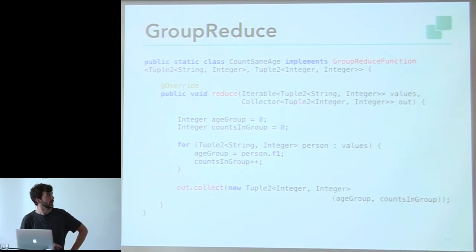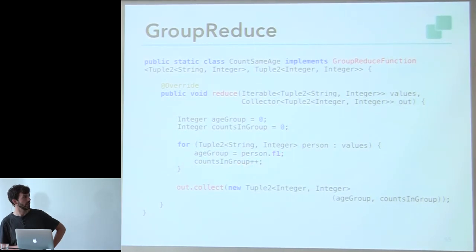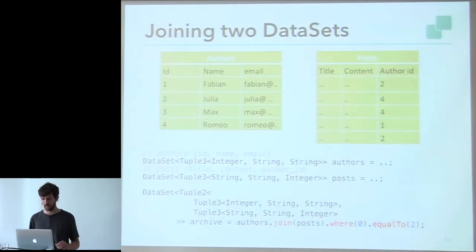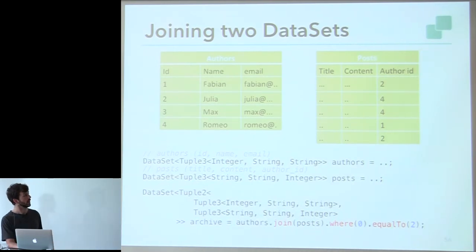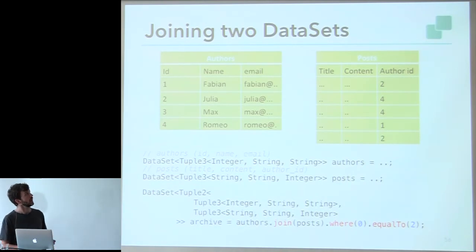And here's, for example, the group reduce function for this example. Basically, you go over all the people who are in the same group, and you store the age group, and increase the count every time you see a person, and then emit the result. So far this can also be expressed in MapReduce very easily.